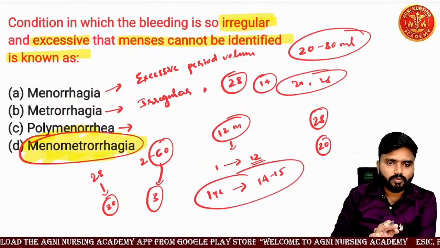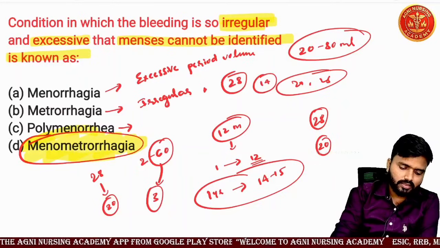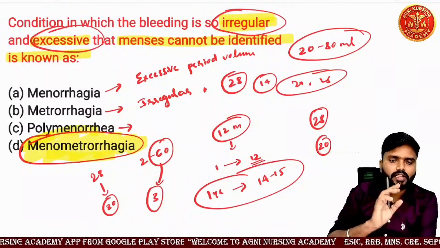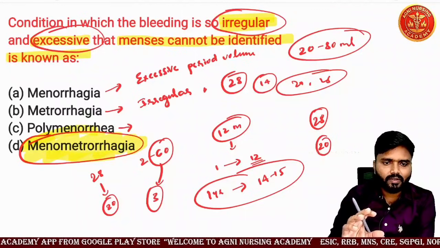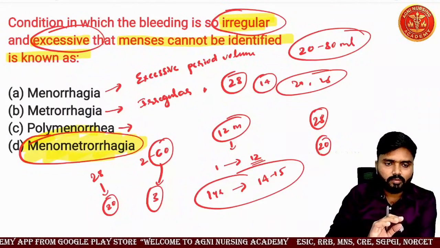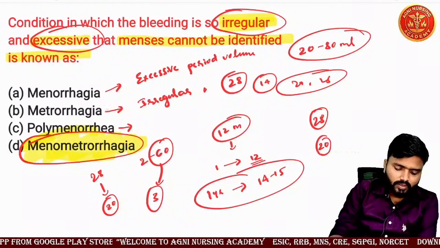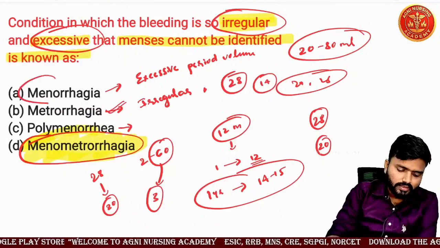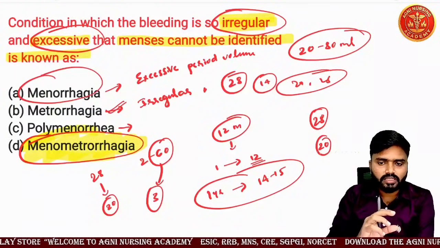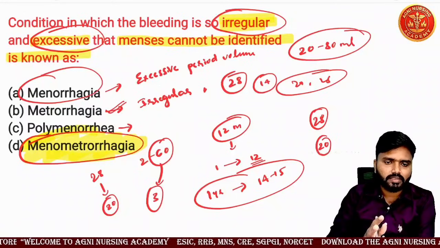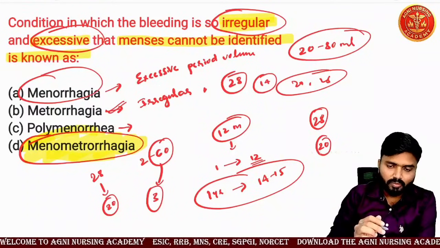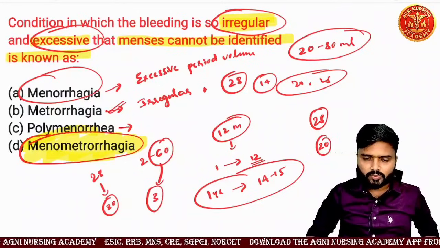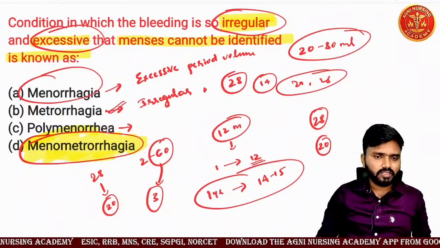Option D is the correct answer because the question contains both, irregular and also excessive in amount. If the question asked only about an irregular menstrual cycle, we'd call it metrorrhagia. If it asked only about excessive volume, we'd call it menorrhagia. But here the question says both irregular and excessive, so we'll call it menometrorrhagia. These are all very important concepts we have discussed till now related to OBS and gynae.